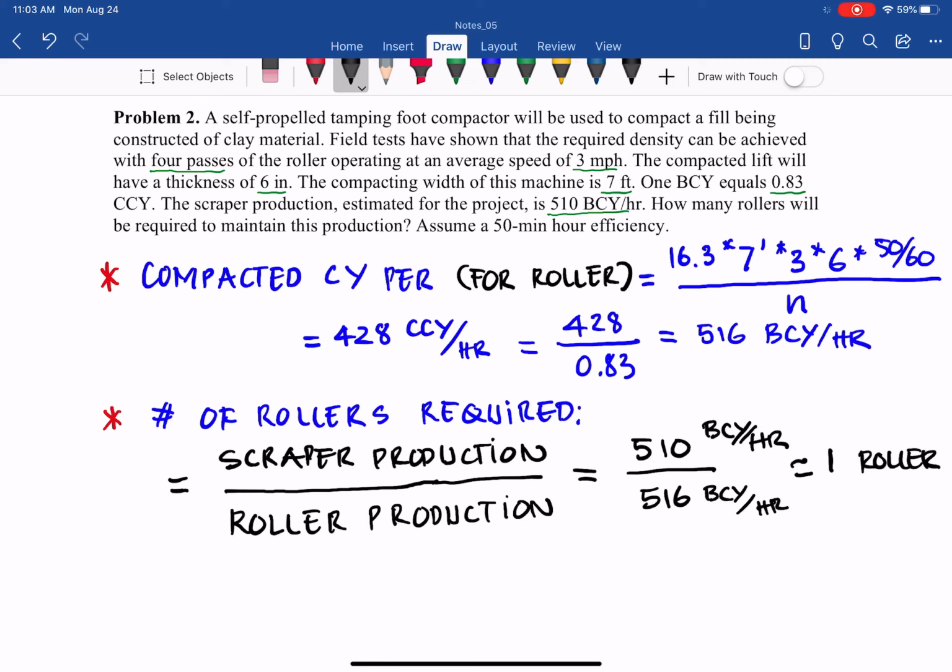So what does that mean? We only need 1 roller in this case. So that is the answer. Only 1 roller is needed.